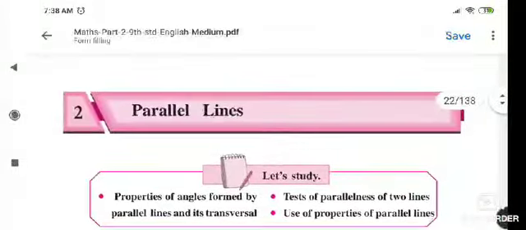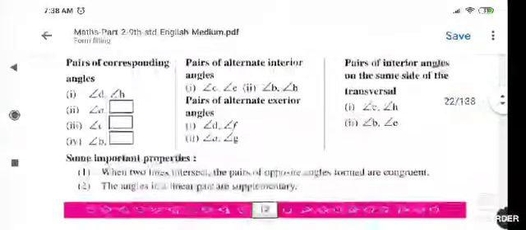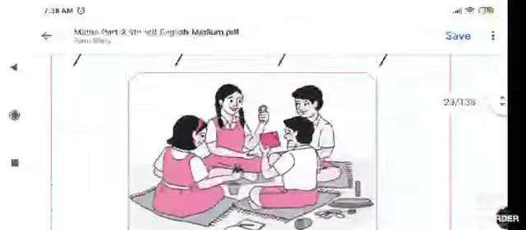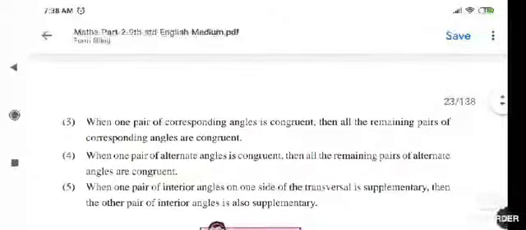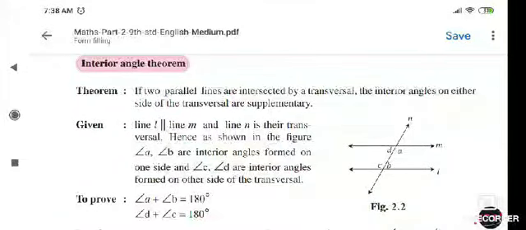And tomorrow we will see the next lesson, that is parallel lines. We will take the revision. The first and second lessons are there for you in the unit test, and we will take the parallel lines revision tomorrow. So thank you.